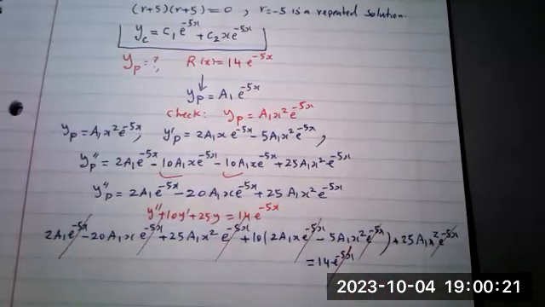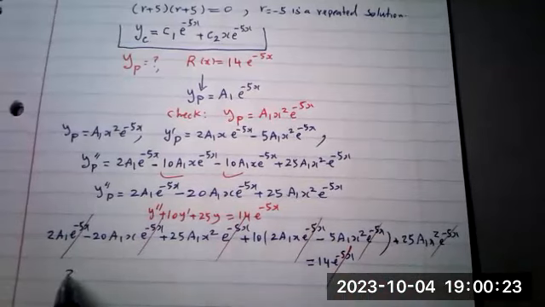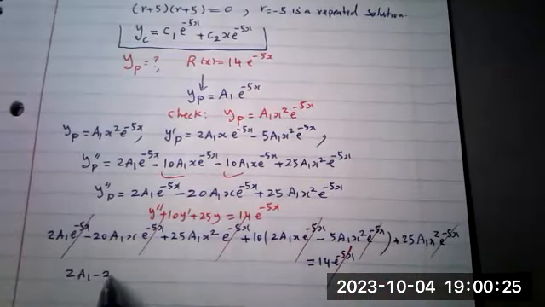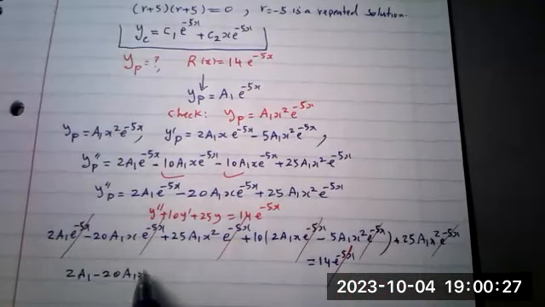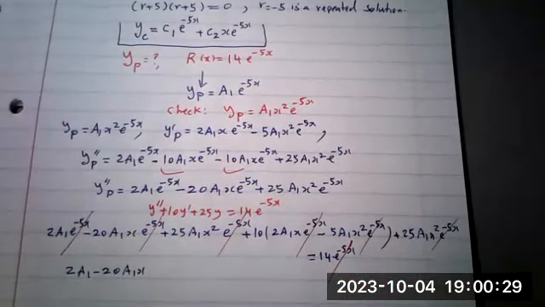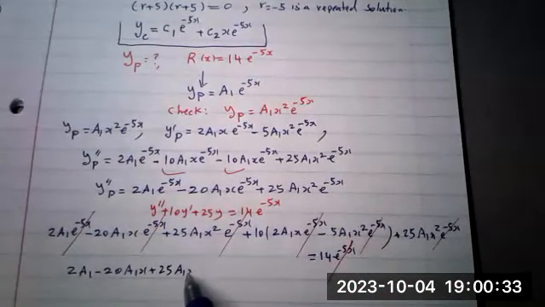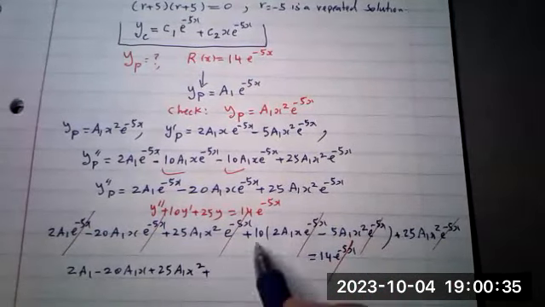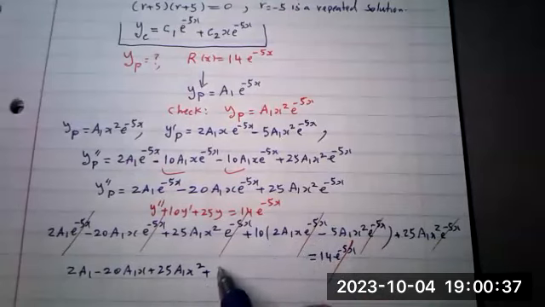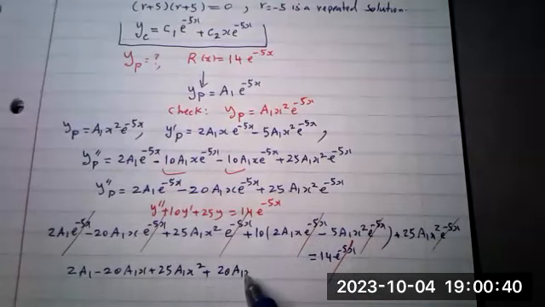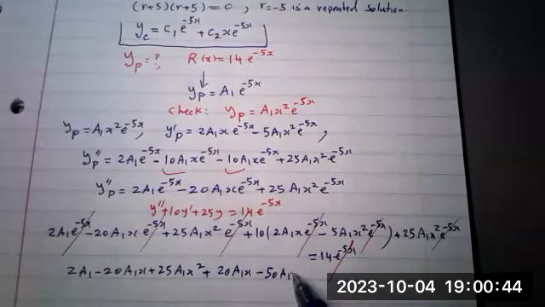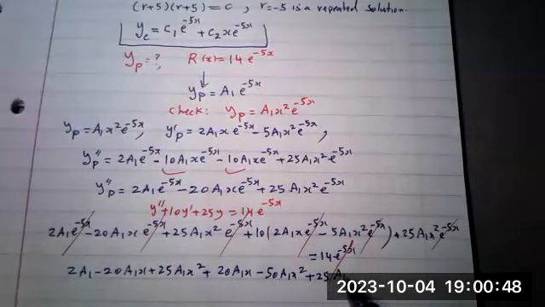Now get the leftovers. So we have 2a1 minus 20a1x. Then we get 25 a1x squared. We multiply the 10 inside, so that gives you 20 a1x minus 50 a1x squared plus 25 a1x squared equal to 14.